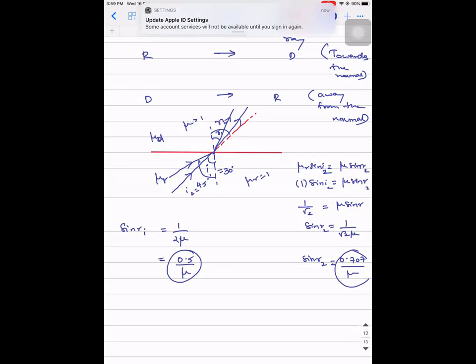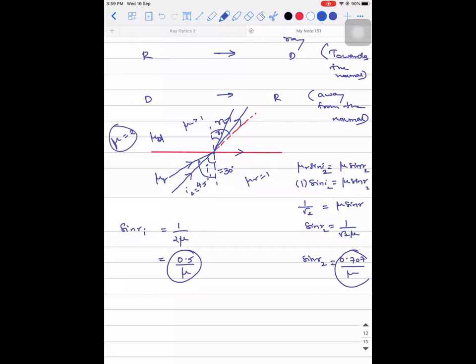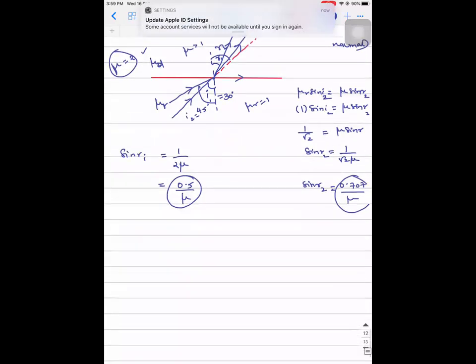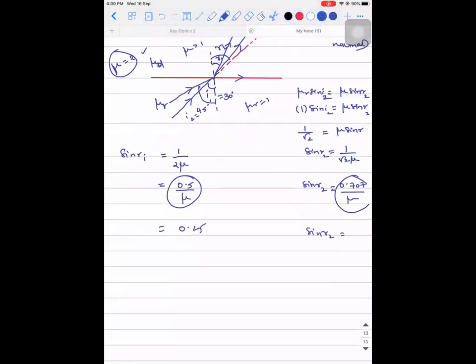Now my question is, if I keep increasing the angles, is there a possibility for me to bring this refracted ray closer to this boundary? That is the question. Is it possible? Okay, let me do one thing. Let me say mu is, wait, there is a small mistake. If I take mu is equal to 2, then how much is this going to be? 0.25. And sin r2 will be how much? 0.35, right? So 0.35 means r2 should be greater than r1.